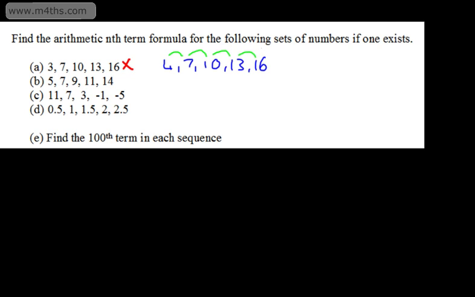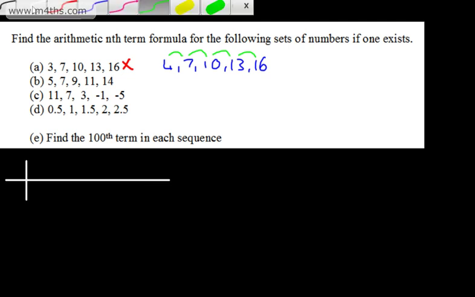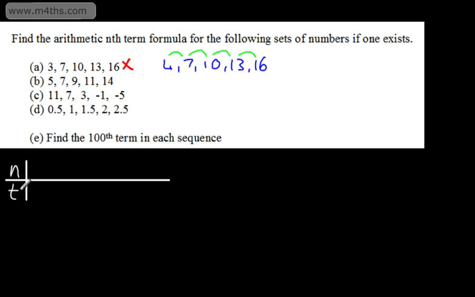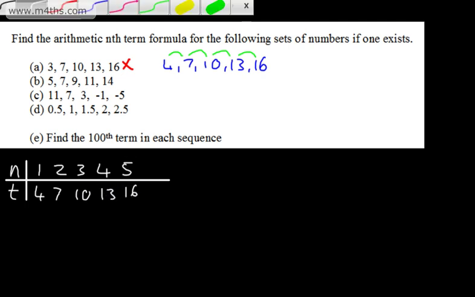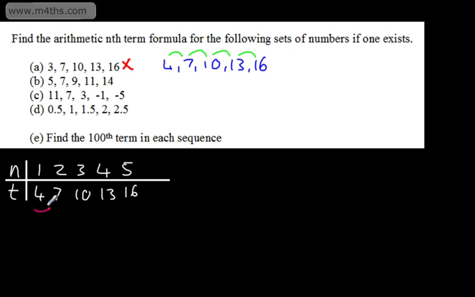What I'm going to do is set up a table. This certainly isn't mandatory, but it might help you out. What we're going to have is n, and we're going to have now the term in the sequence. So this is the number, and this is the term. We'll have 1, 2, 3, 4, and 5. And we have the terms 4, 7, 10, 13, and 16. I say to myself now that it's going up by 3 each time.